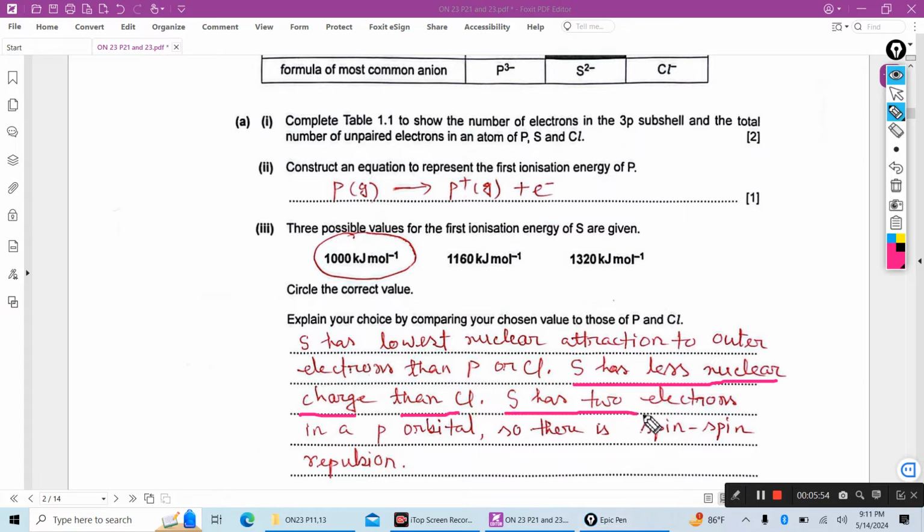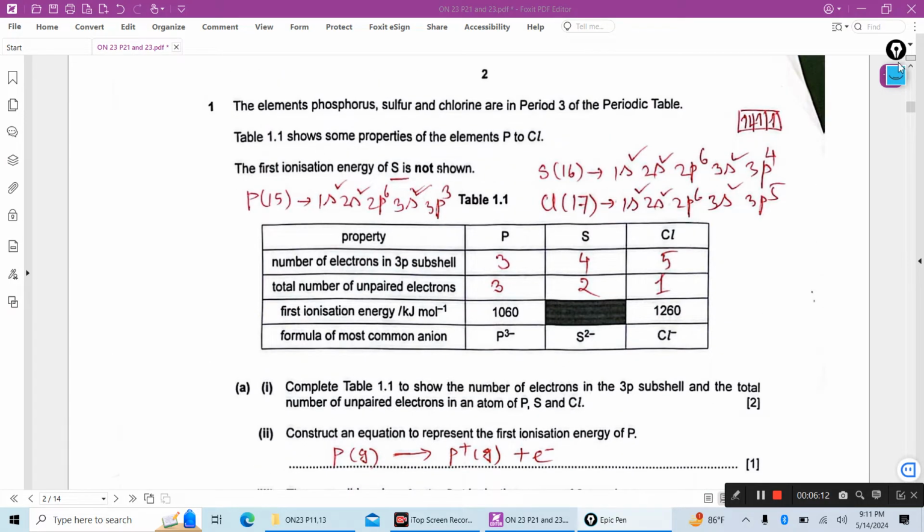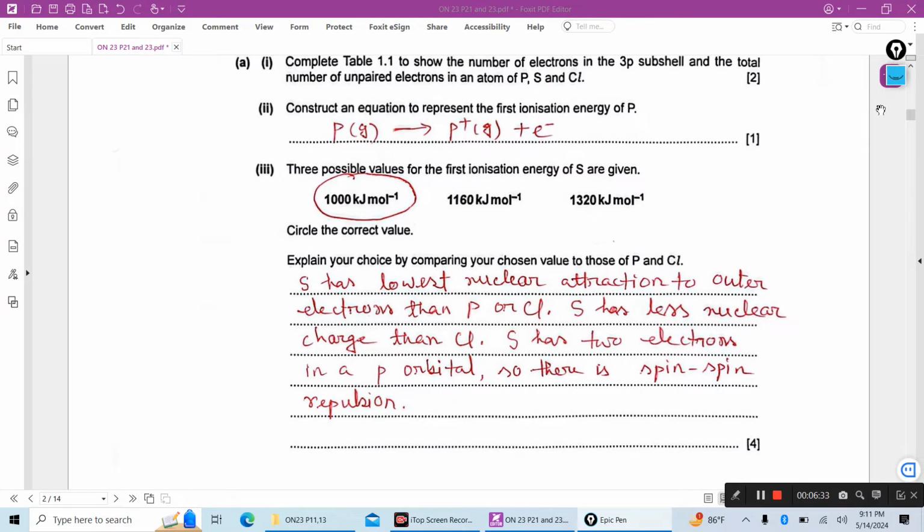And also sulfur has 2 electrons in a p orbital, so there is spin-spin repulsion. If there is spin-spin electron repulsion, less energy is needed to remove the electron. Sulfur spin-spin, you see, this is sulfur 3p4. So in one p orbital 2 electrons spin pair. If electron spin pairing occurs, there is repulsion, so the electron is lost more easily, meaning less energy is needed to remove the electron. So this is the answer.